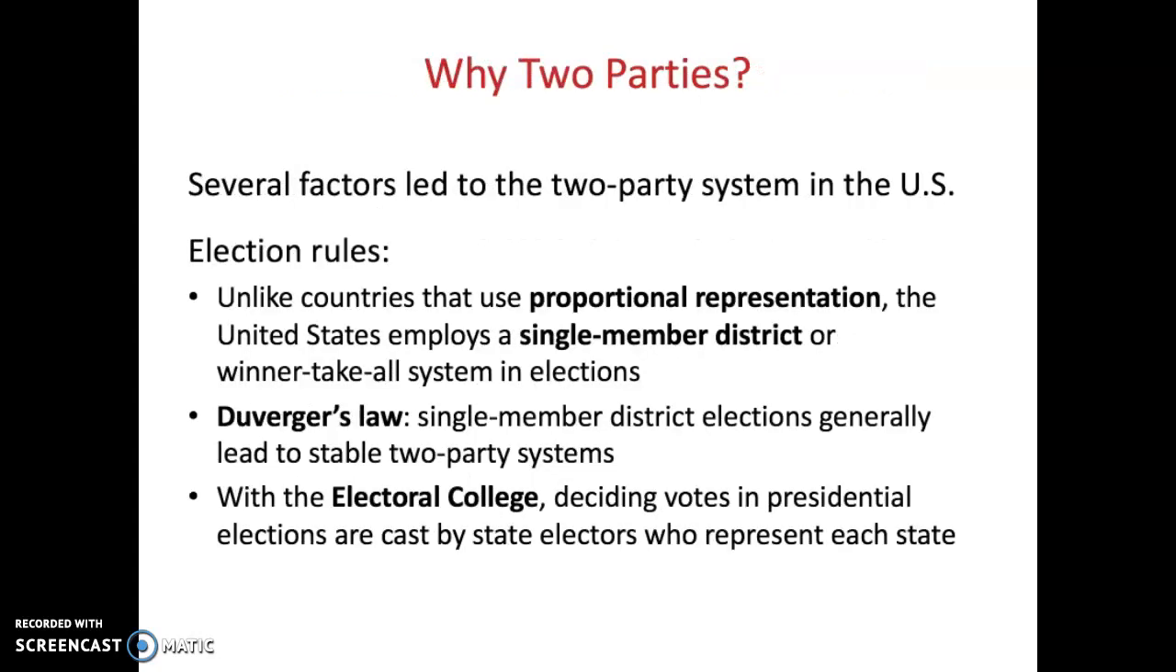In the United States, we have a two-party system. We have what we would call a single-member district system. Duverger's law says because we have a single-member district system, that's how we end up getting a two-party system. And then one of the offshoots as well is that we have an electoral college, which benefits one of two of the major political parties when it comes to running for president.